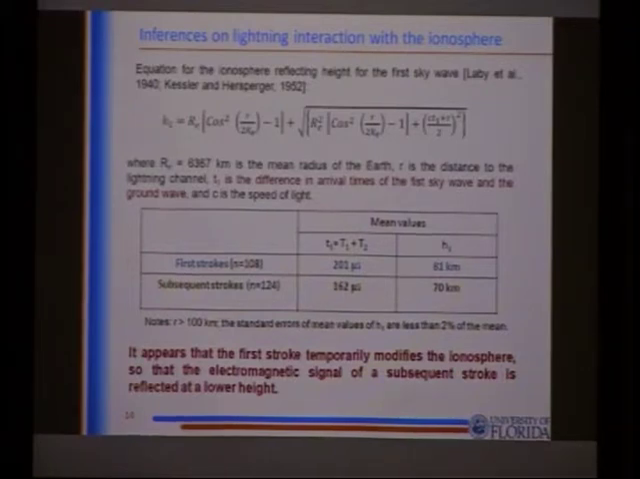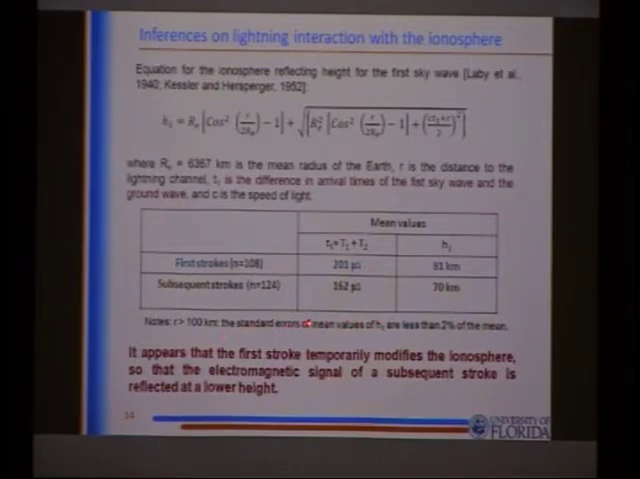Okay. The result shows that the ionosphere changes by 11 kilometers. The difference here, 9 kilometers. Is it 11? Oh yeah, it is 11. How do you think the errors in estimating the height? The errors are indicated here.